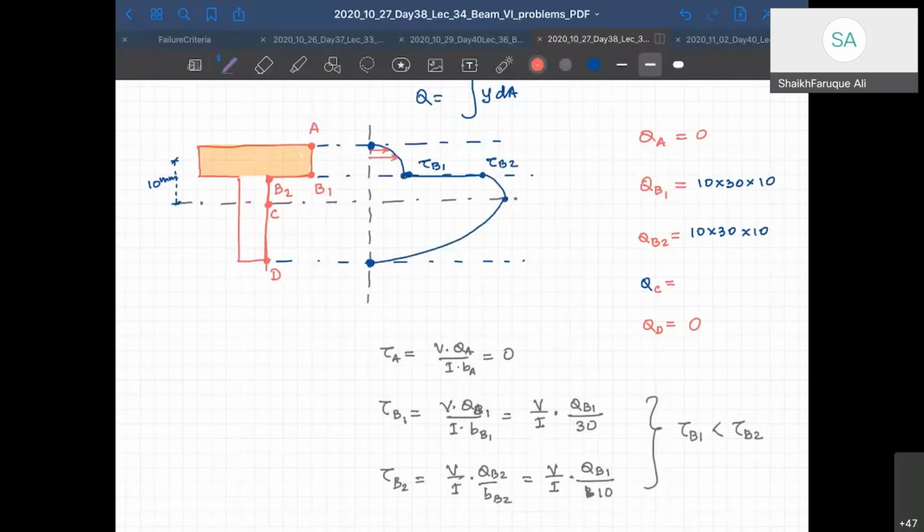Hello, sir. Yes. So we can calculate it anyway, right? Means from D also we can calculate, right? You can calculate from the bottom side, you can calculate from the top side, any side, no problem.